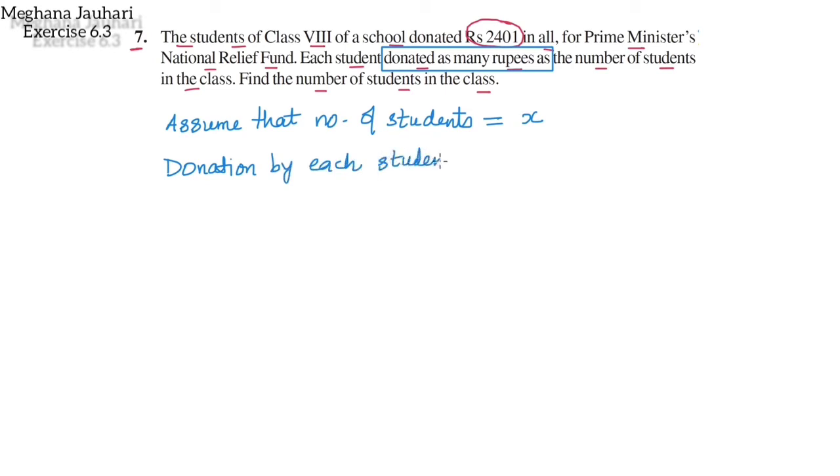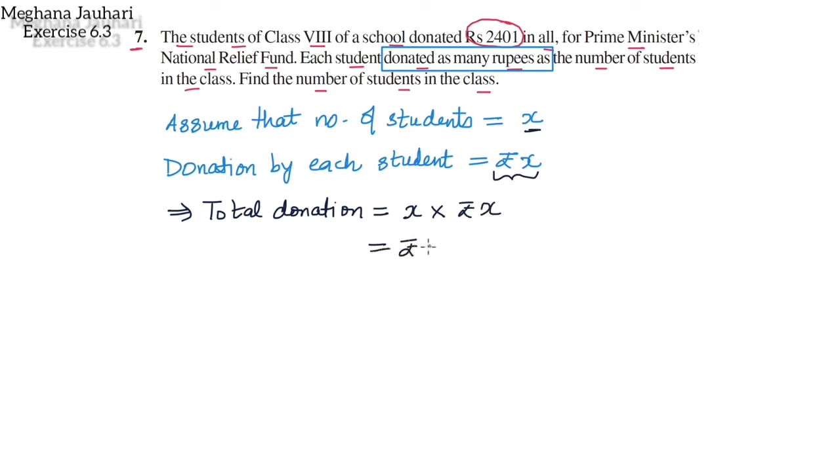So the donation by each student will be rupees x, which is equal to the number of students. Now the total donation made by the x students: you have x students and each student donated x amount of money. So the total donation will be x into x rupees. Clear? Or it will be equal to rupees x square. So the total donation is rupees x square.